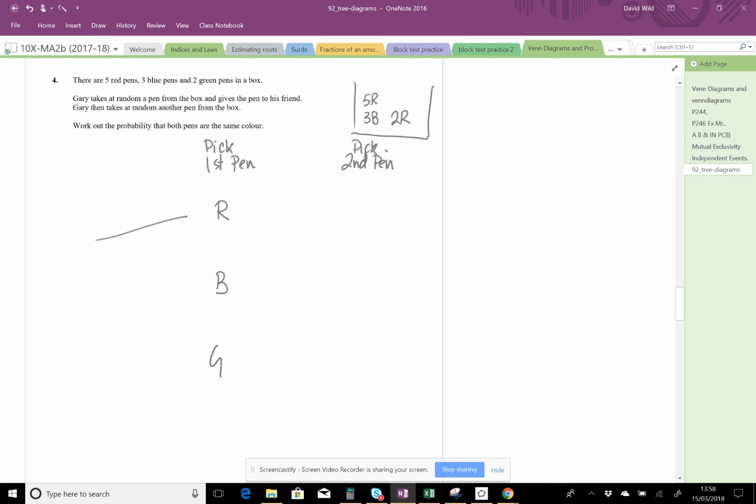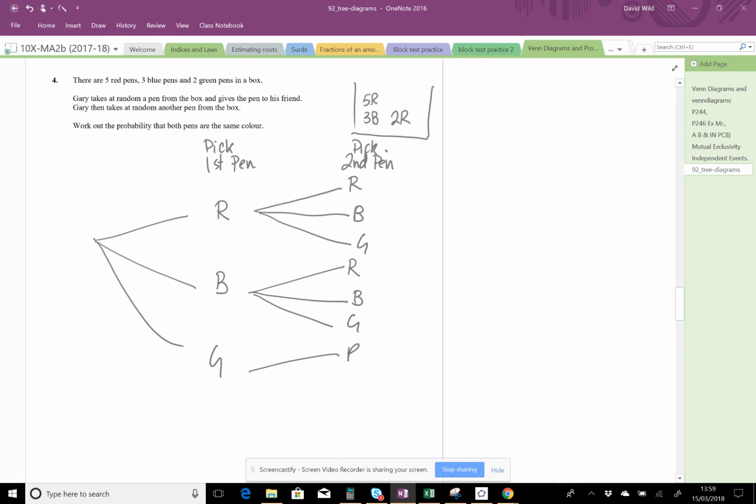So you can pick either one of those, and a second pen could also be either red or blue or green. Now notice I've kept the order the same here. You don't have to, but it's useful to do that.